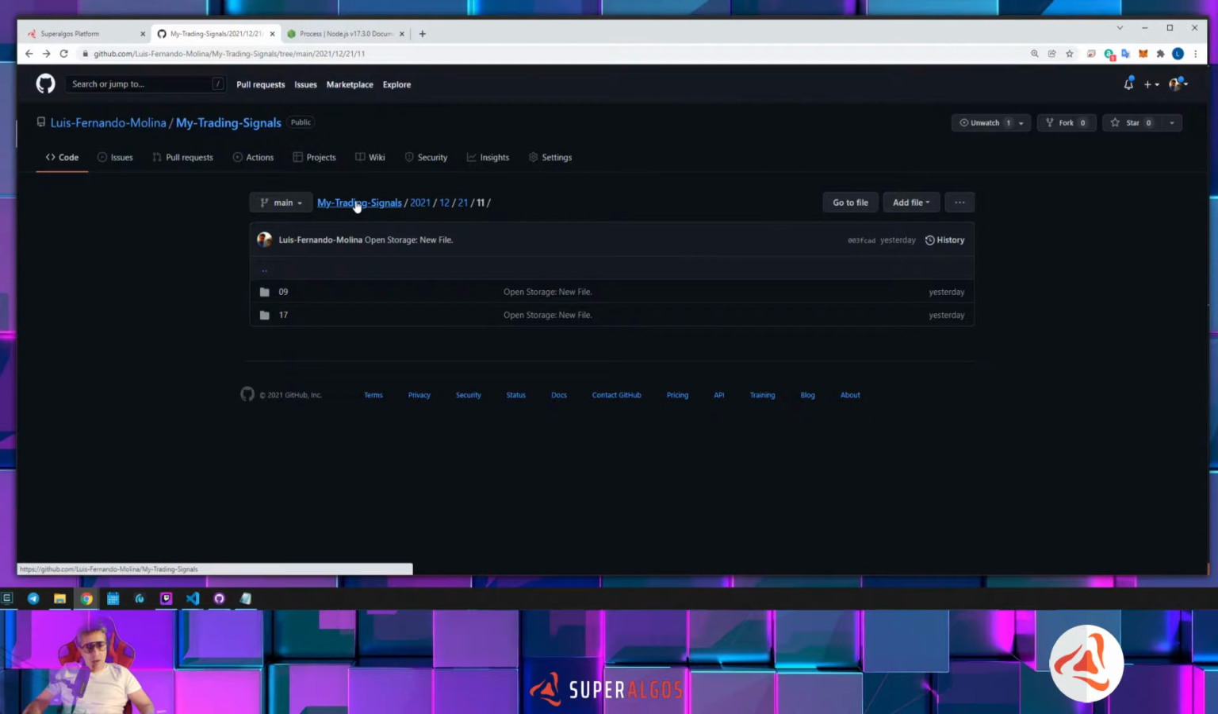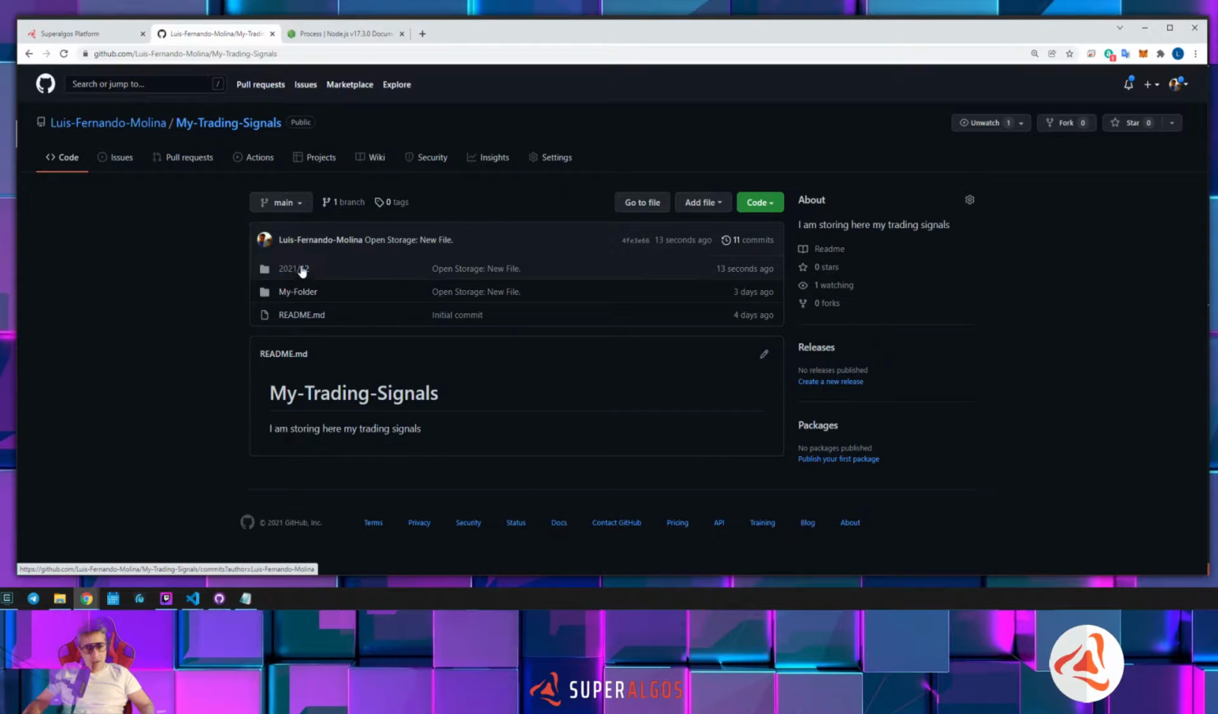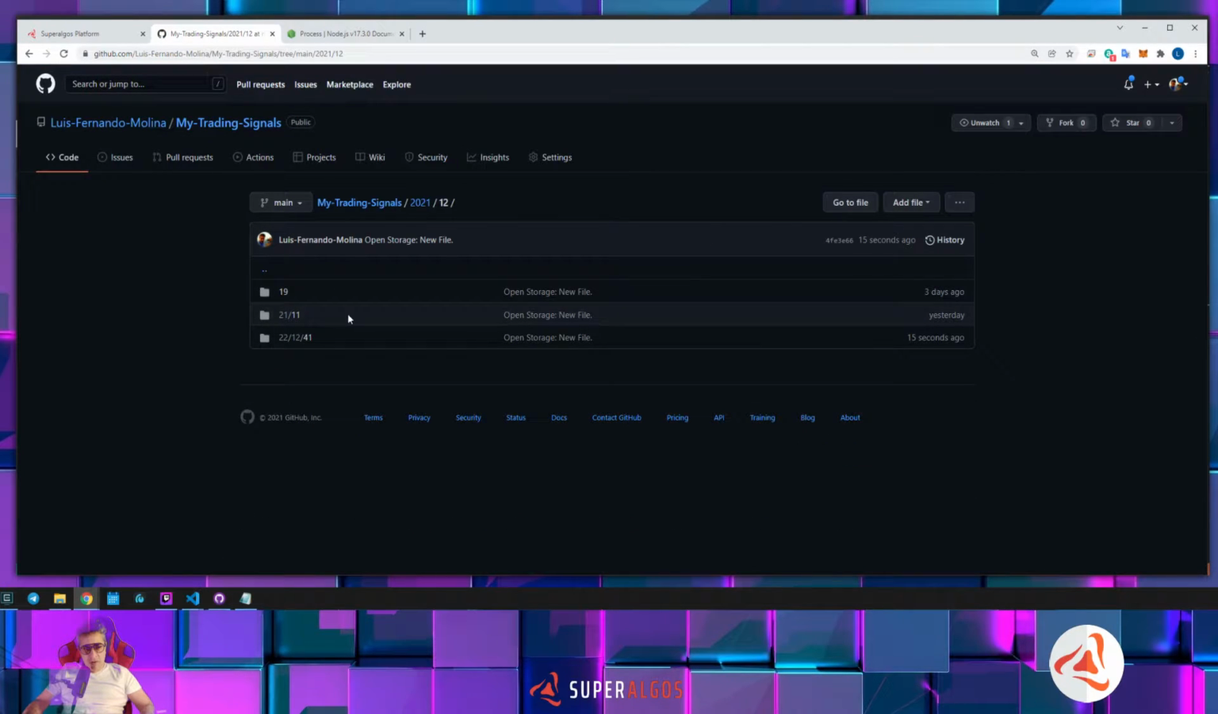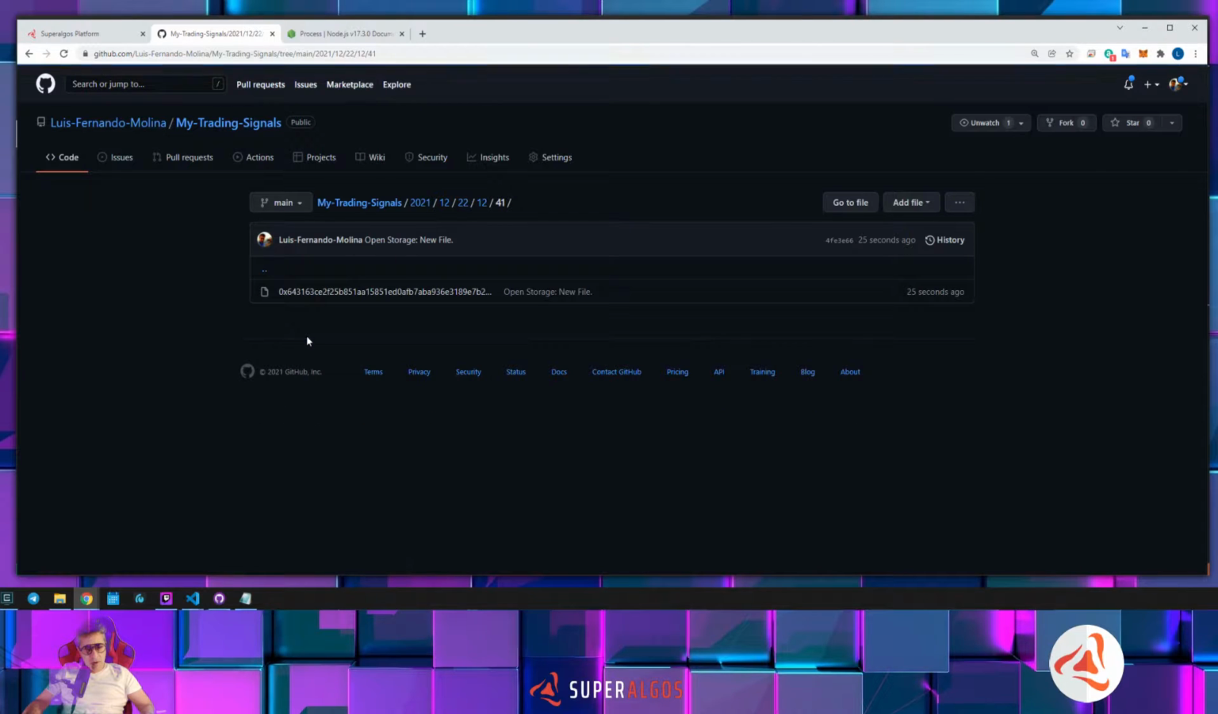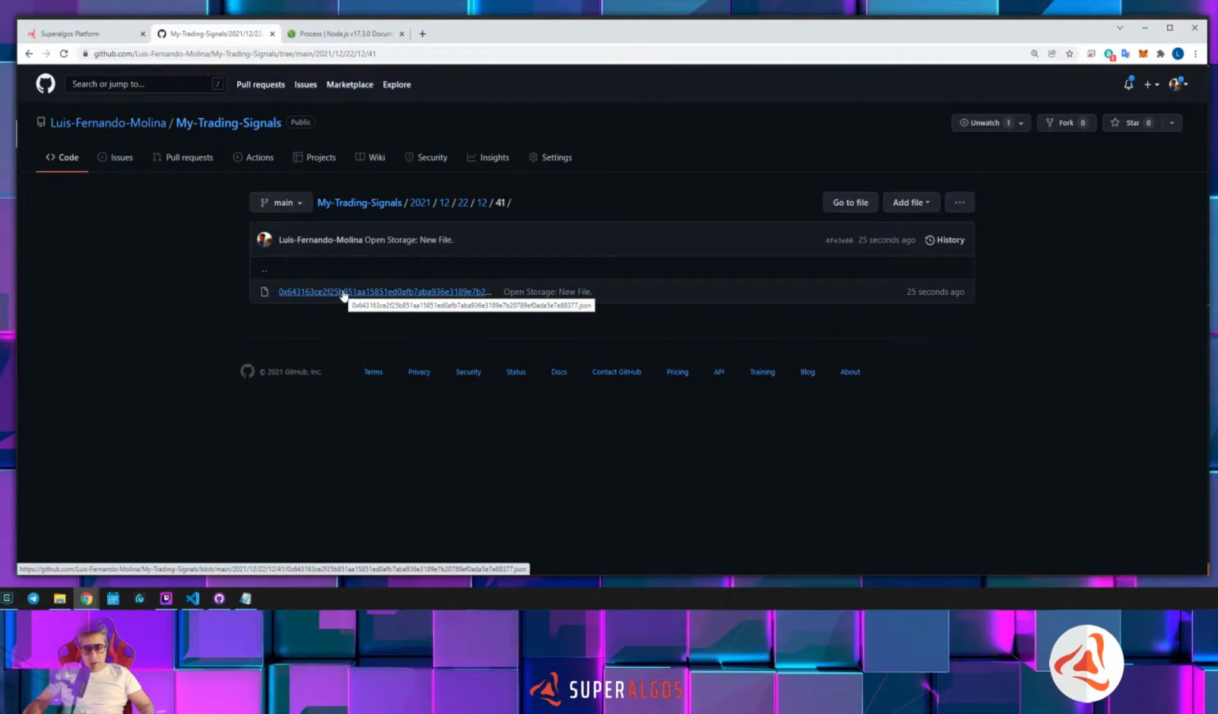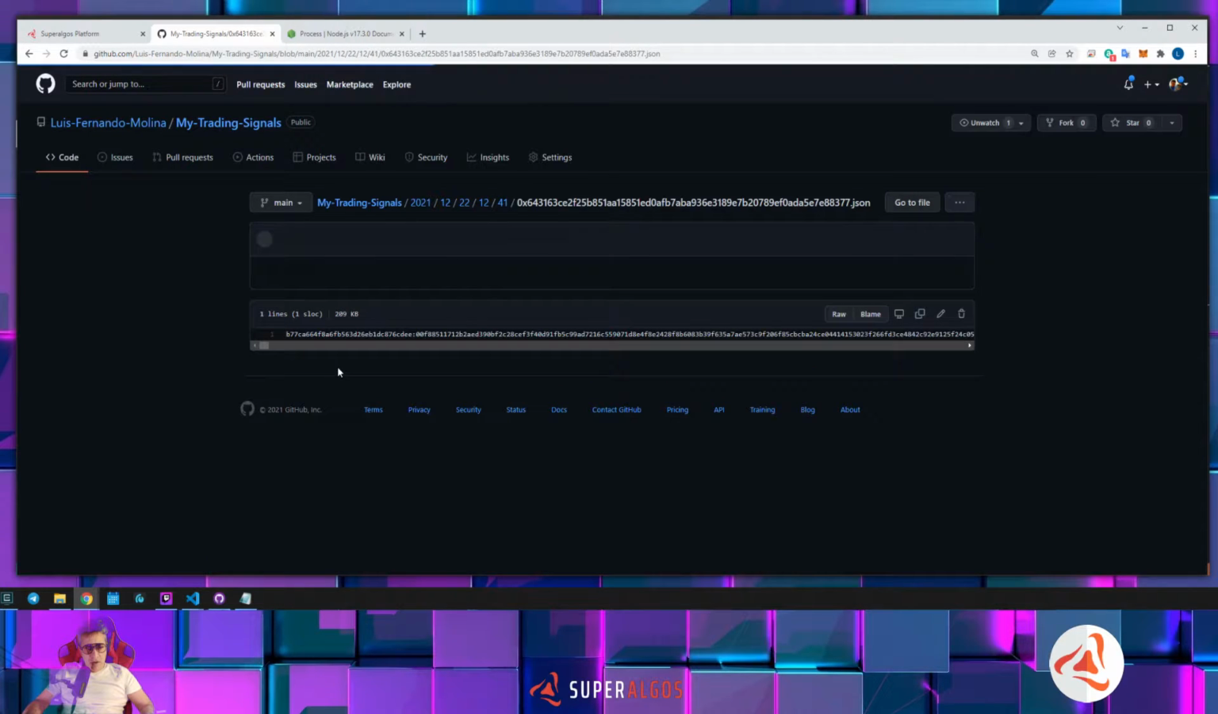My trading signals we have for the month 12. Today is 22, 1241, and we have the JSON file, and we have the file content. Beautiful. Nobody has any idea what is going on here, but that's our problem. So far beautiful.